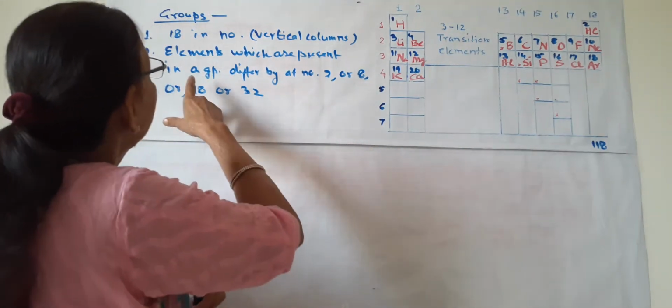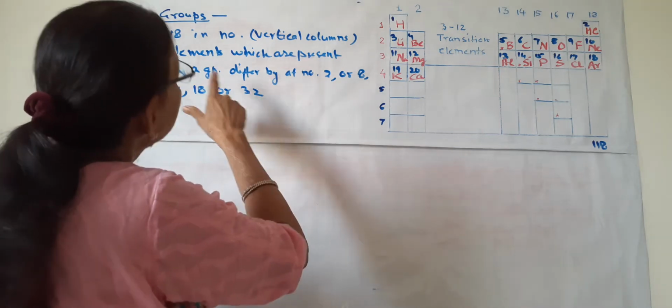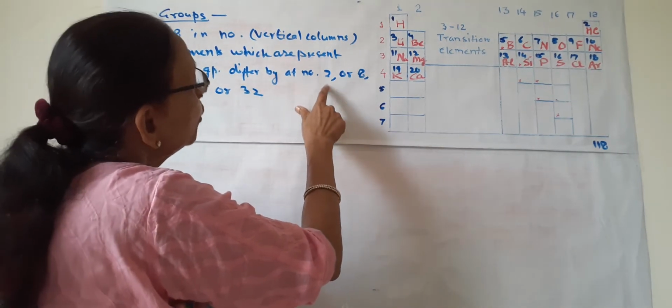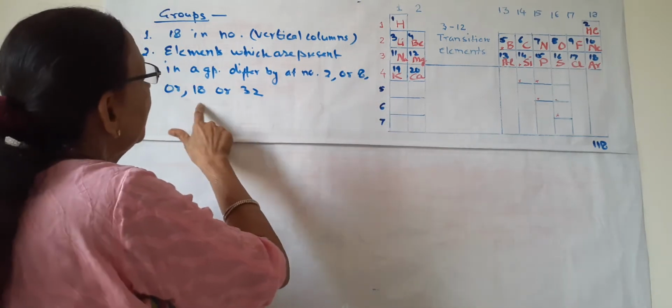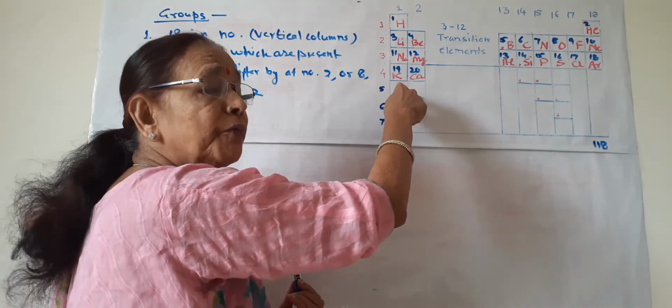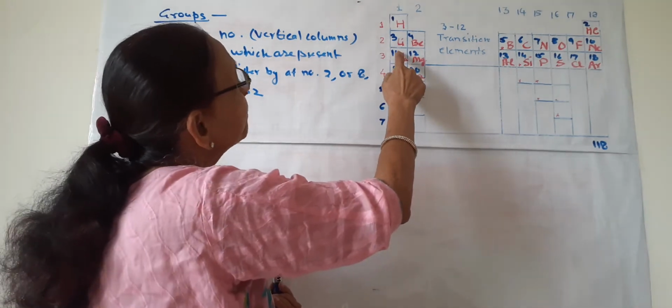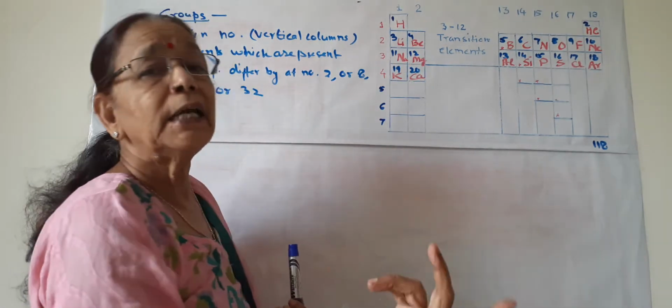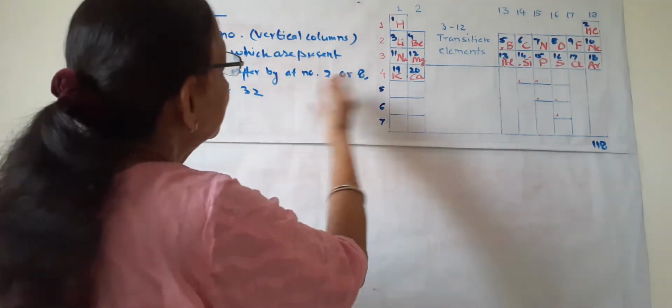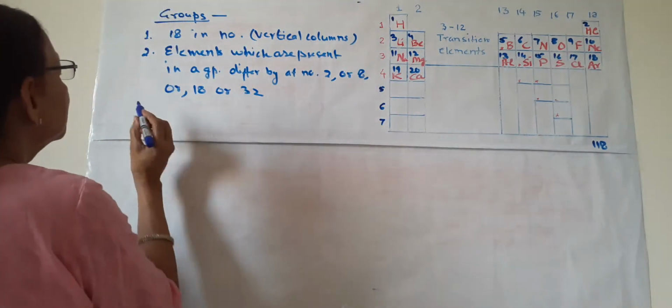So I have written here, elements which are present in a group differ by atomic number 2 or 8 or 18 or 32. As we have to do up to group 4, we can see 11 and 19 also differ by 8. So this is written here, this is the second characteristic.